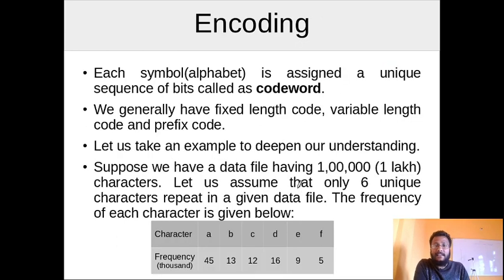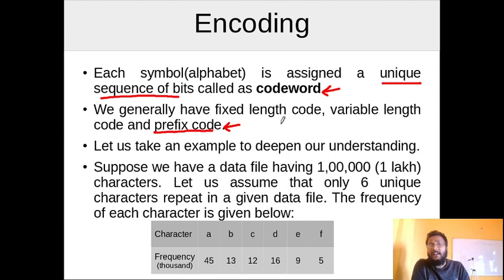Now, this is called as encoding. Encoding is nothing but assigning a unique binary code, a sequence of bits that is called as a code word. Each symbol is assigned a unique code word, right. So, we generally have three kinds of code words. We will be learning that: fixed length, variable length and prefix code. Okay. So, we are going to use prefix code that was invented by David Huffman for Huffman coding.